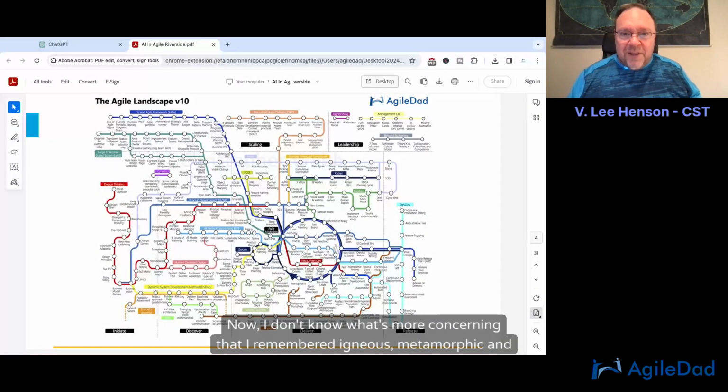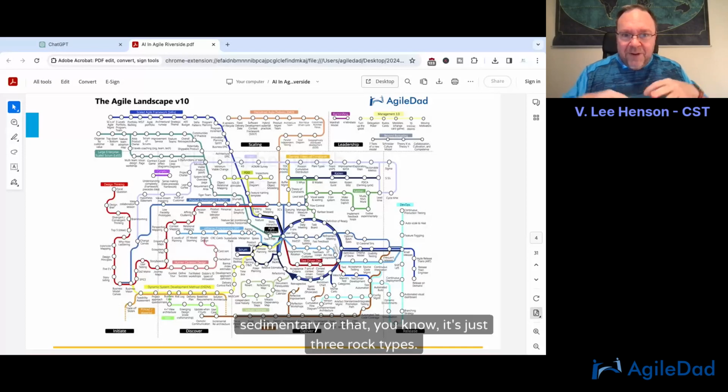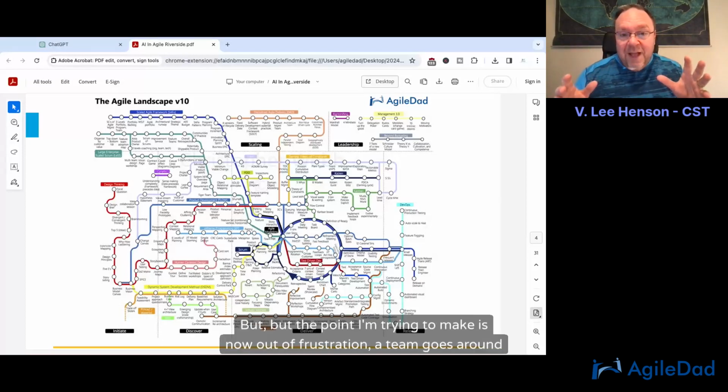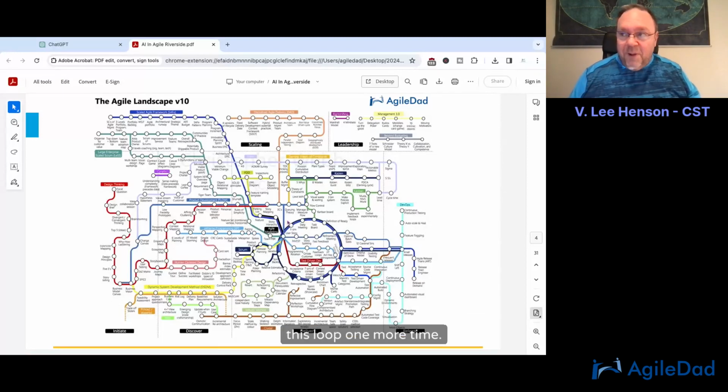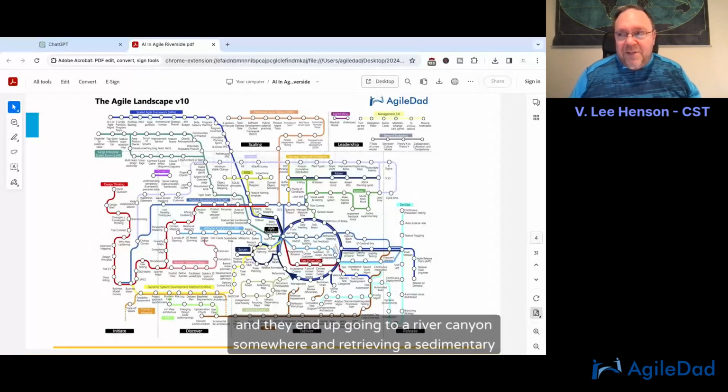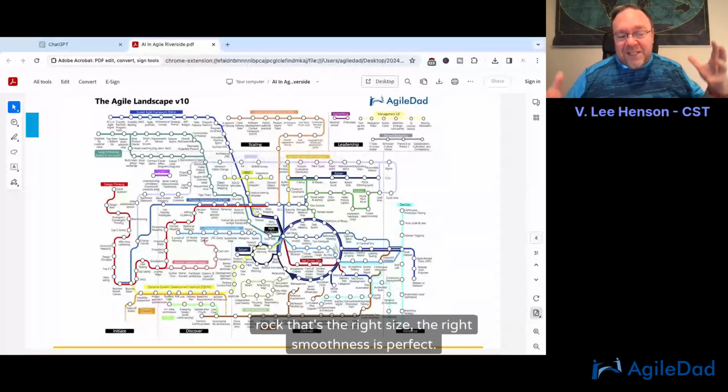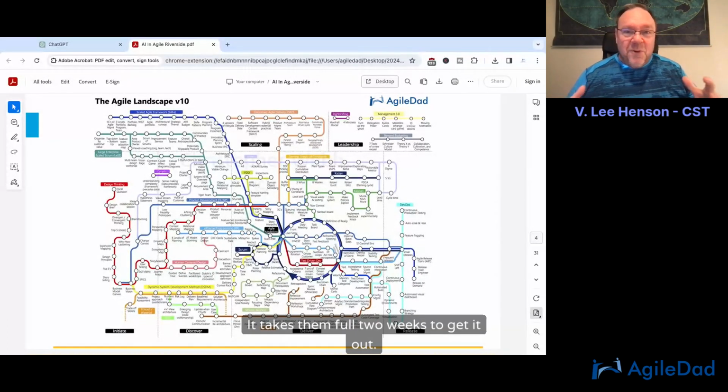Now, I don't know what's more concerning, that I remembered igneous, metamorphic, and sedimentary, or that it's just 3 rock types. But the point I'm trying to make is now, out of frustration, the team goes around this loop one more time, and they end up going to a river canyon somewhere and retrieving a sedimentary rock that's the right size, the right smoothness. It's perfect. It takes them a full 2 weeks to get it out.